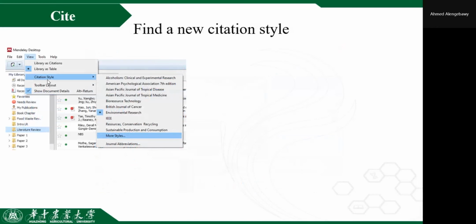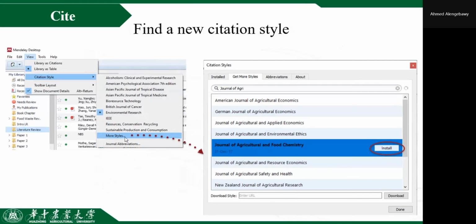How do you find the suitable citation style here? As you know, each journal has its own citation style. So simply from the View menu, you can choose citation style, and sometimes you will find some popular styles here. But if you don't find your own style or the journal style, you can simply click on more styles. You will find another menu here. It shows the already installed styles, and here you can get more styles.